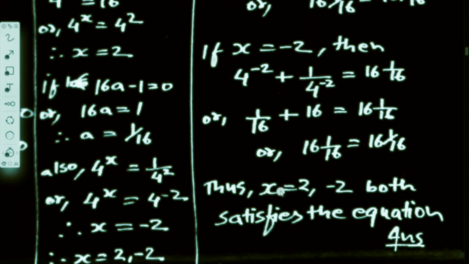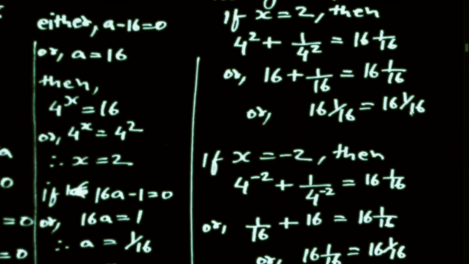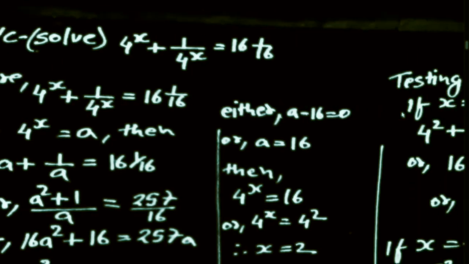Thus, here x equals 2 and minus 2 both satisfy the equation. In the beginning, the given equation is satisfied by both minus 2 and 2. So our answer is both 2 and minus 2. By calculating, we can easily solve it this way. We got the solution of the given equation here.